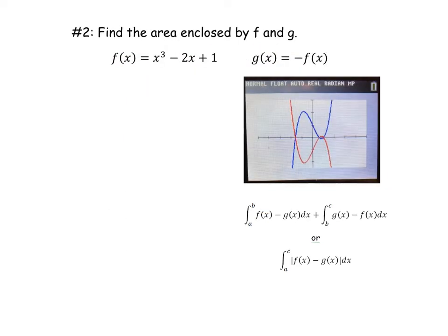Okay, example 2, the area enclosed by f and g. So it looks like, at least based on end behavior, that f of x is blue here, and g of x is just a vertical reflection of f of x. So this brings about a bunch of interesting ideas. But let's first of all go ahead and just write out an integral such that we could find that area.